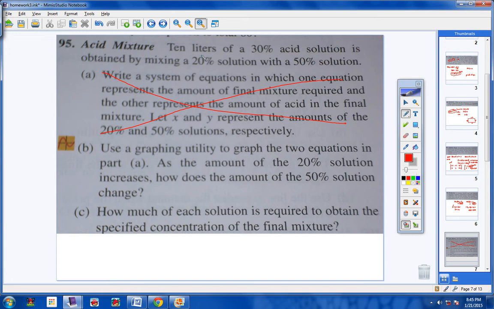So you have two solutions. One is weaker than the other. One's 20%, one's 50. You want to mix those guys so when you're all done you have 10 liters. And those 10 liters are a 30% acidic solution. So you gotta be careful how you're gonna do this, okay? So I've got two unknowns. I have two unknowns, okay?